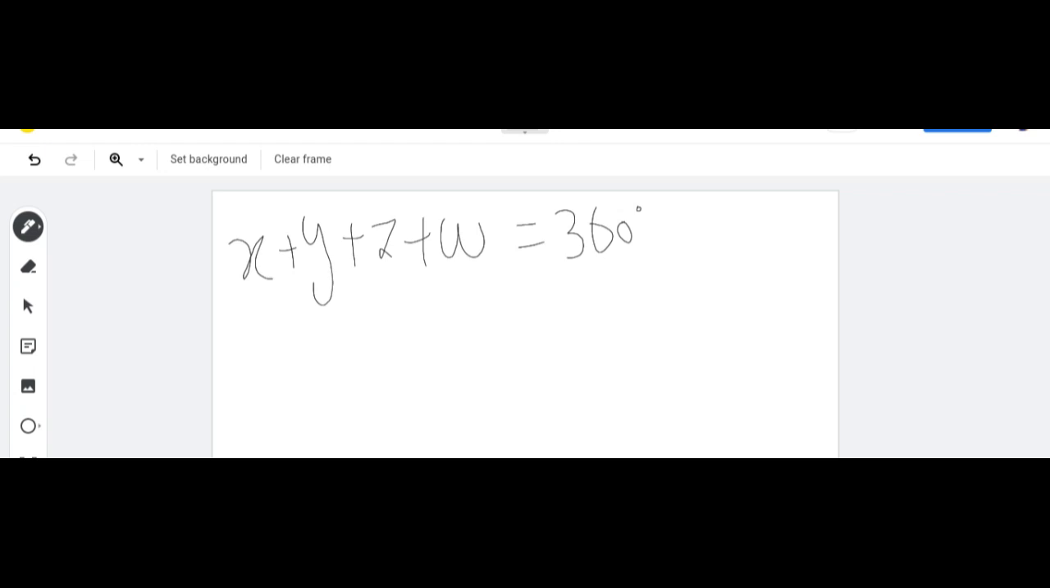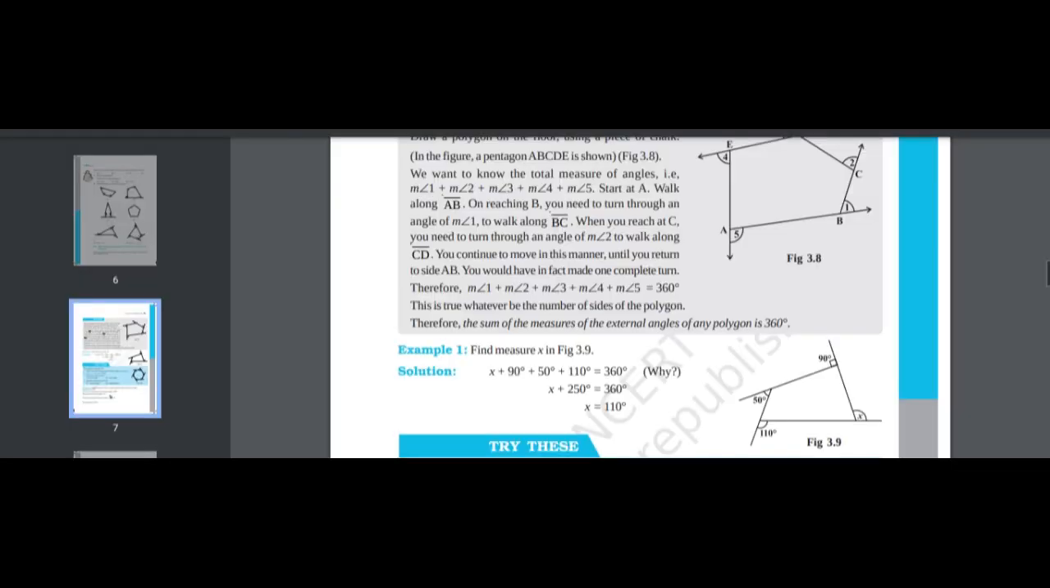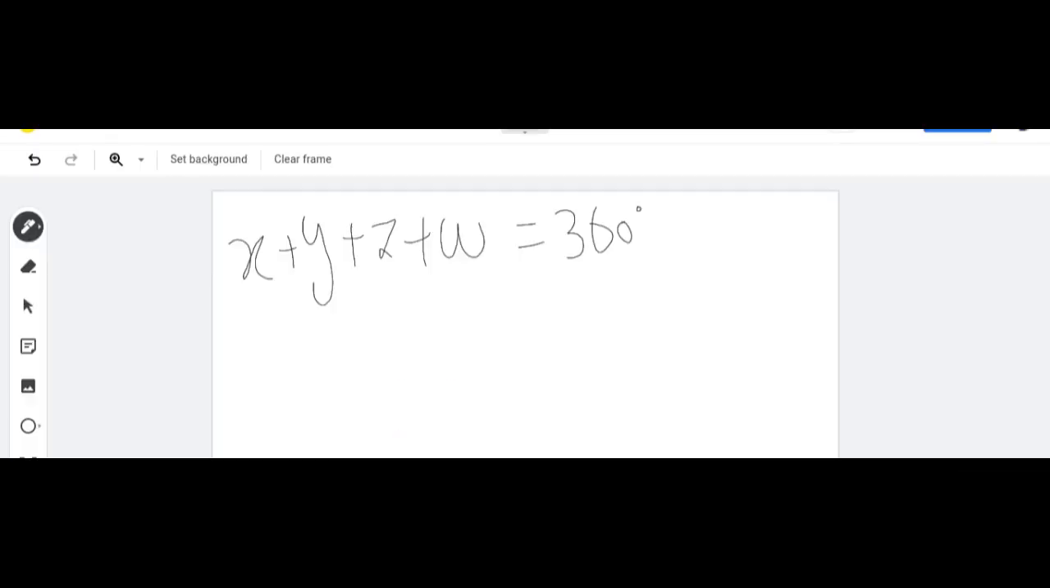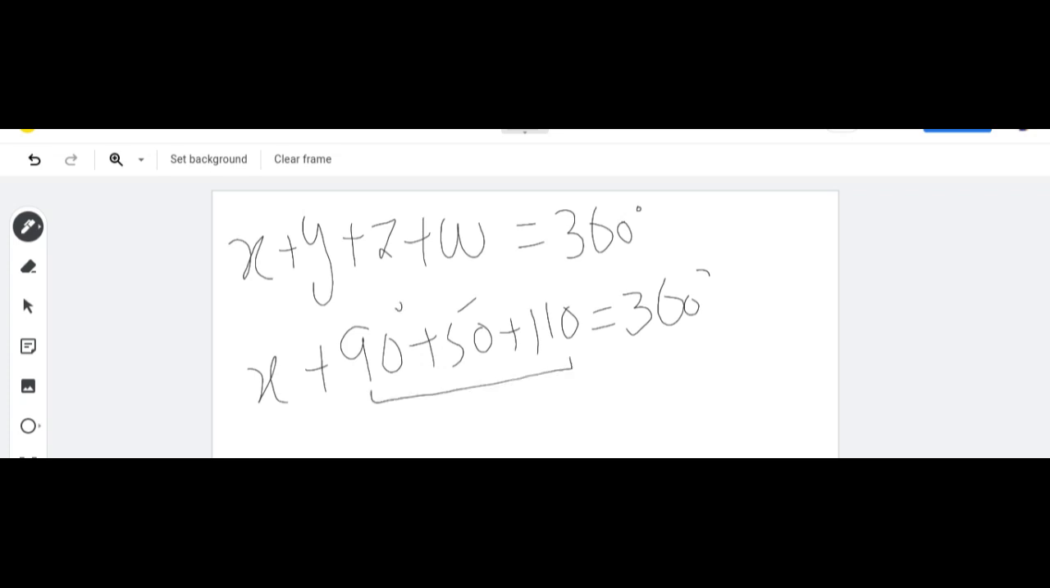Because when we add all the angles, it is going to be equivalent to 360 degrees. Very good. Yes, x plus 90 plus 50 plus 110, is it? Yes. Now I have to add all of these angles. I got the answer, which is x plus 250 is equal to 360.